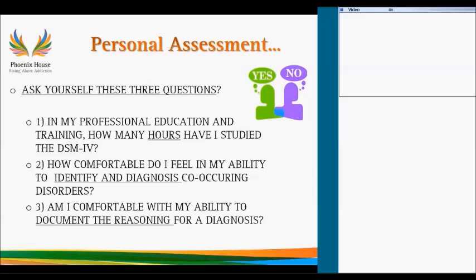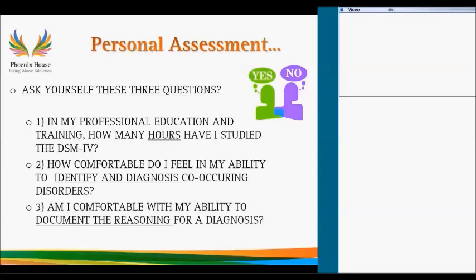So before I go any further, this is just a personal assessment that I ask of everyone to just take a moment and think about. Ask yourself these three questions. In your professional education and training, how many hours have you studied the DSM-4? The DSM-5 is very much based on comparative analysis to the DSM-4. So just thinking about how many hours have you actually sat down with the DSM-4, made or attended a previous training, taken abnormal psychology as a graduate student, things like that.